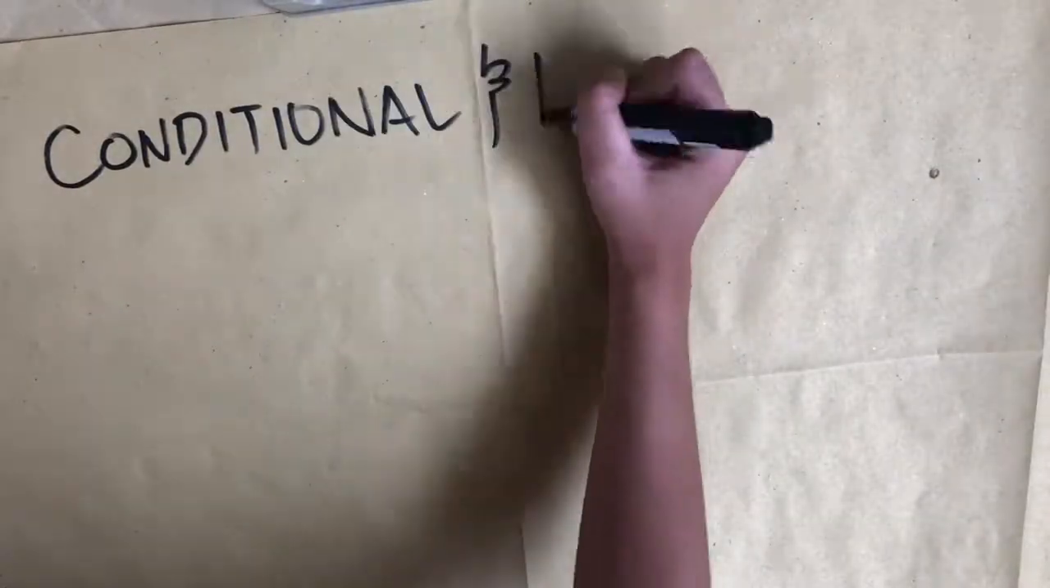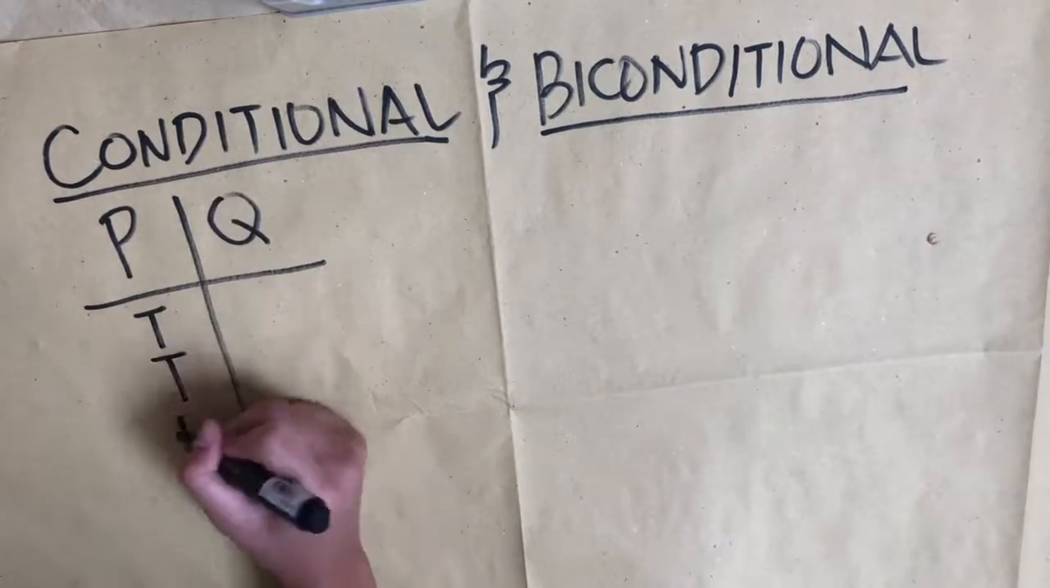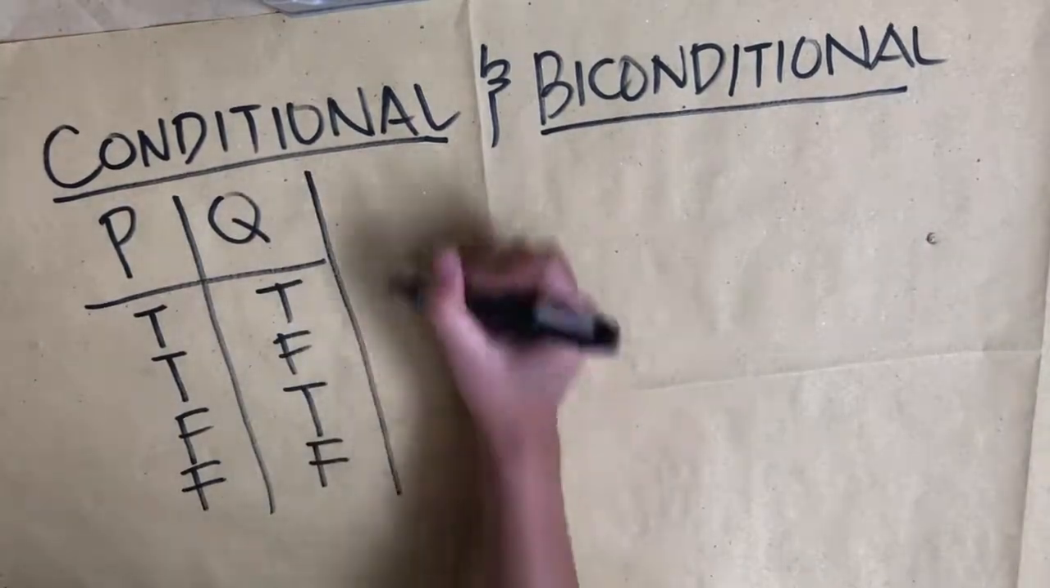So the little trick here is that it's just the opposite of P and Q. Next are conditional and biconditional. So let's start with conditional. Let's draw a truth table. P and Q as our variables, and again, the possibilities.